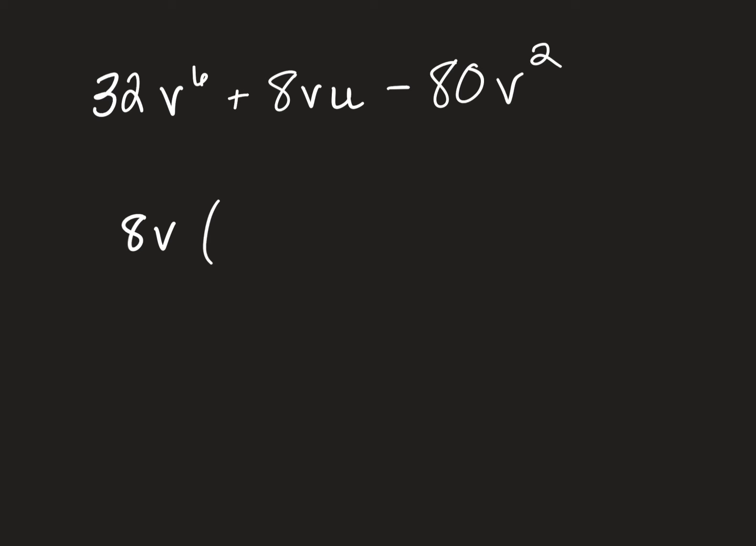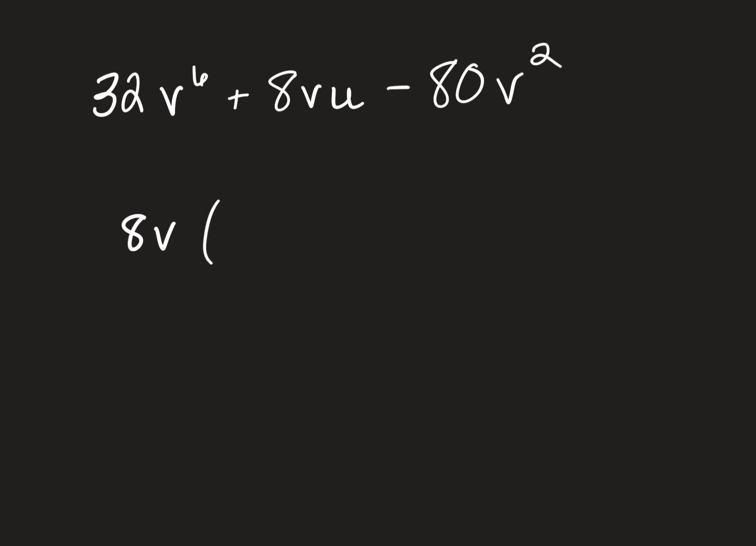And since this is the only thing with a u, we can't take that u away, right? We can't pull out a u because it has to be a common factor, meaning it has to be found in every single term. Right, so that u is just going to stay. So now we're going to divide each of our terms by this 8v.